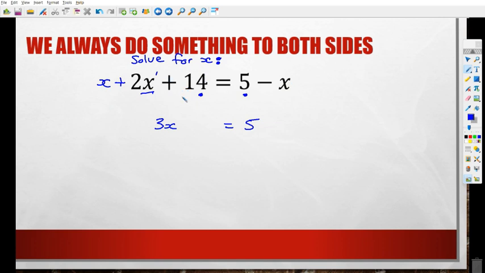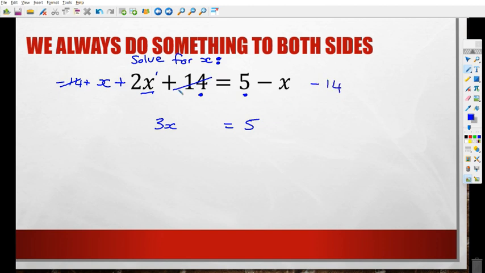How would I get rid of a positive 14? What's the opposite of addition? Subtraction. So if I minus 14 on this side, minus 14 plus 14 is 0. But now my scale is lopsided. I did something on my left hand side. I need to do the same thing on my right hand side.